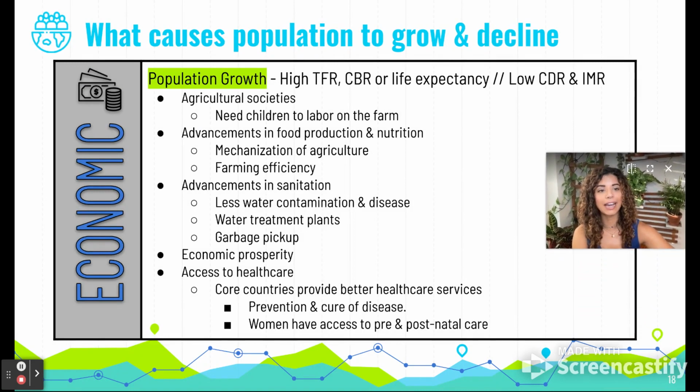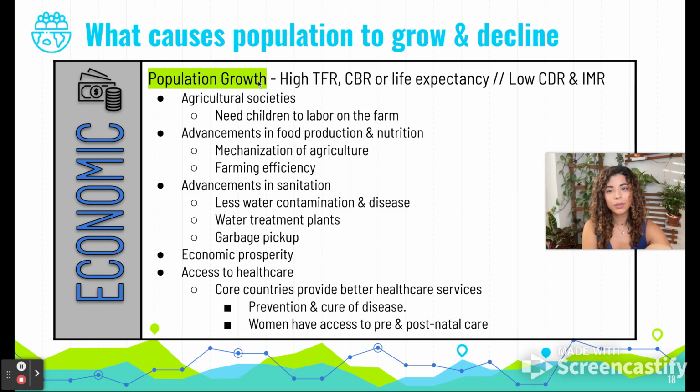So let's take a look at economic factors of population growth. First, population growth means high total fertility rate, high crude birth rate, or high life expectancy, or a combination of those, along with low crude death rate and low infant mortality rate. So in essence, lots more people for a lot longer, and then fewer people passing away, right?